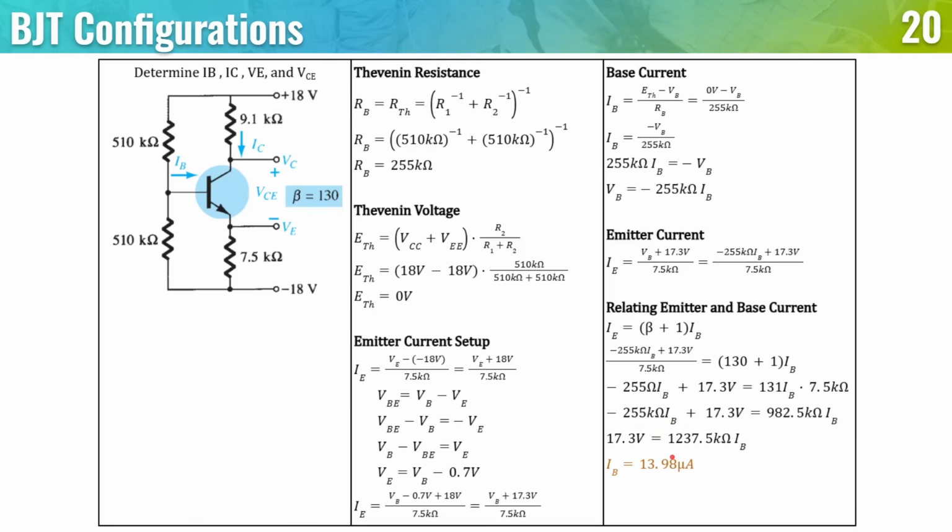Next, you can combine like terms. So you see 255 kilo ohms IB is present in both of these terms. So you move this to the other side. So 982.5 plus 255 is 1237.5 kilo ohms IB. So divide both sides by 1237.5 kilo ohms, and you should get 13.98 microamperes. So this is the hardest one so far. Look at how long our computation got, and we only got 1 out of 4 so far. So hope nothing like this appears in the exams, but just in case.